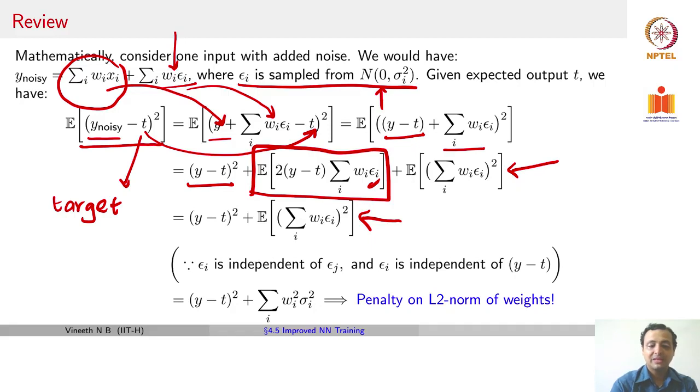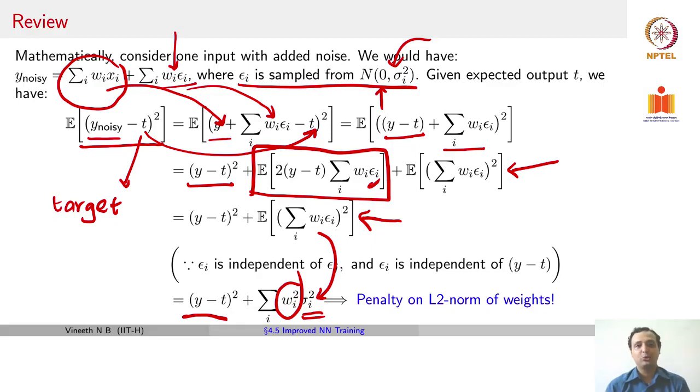Now this third term can be written, as the expectation can be pulled in, as summation over i of w_i squared sigma_i squared, because that is the variance of epsilon_i. This, as you can see, clearly looks like a penalty on the L2 norm of the weights, where the coefficient of your penalty is given by sigma_i squared. Rather, when we added noise to the input, your expected mean square error, the new loss function, is going to look like your old loss function plus an L2 weight decay.